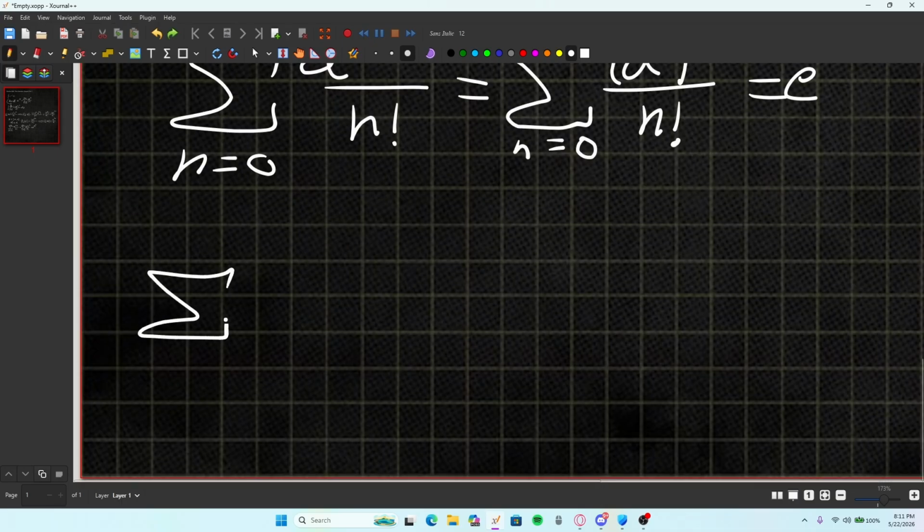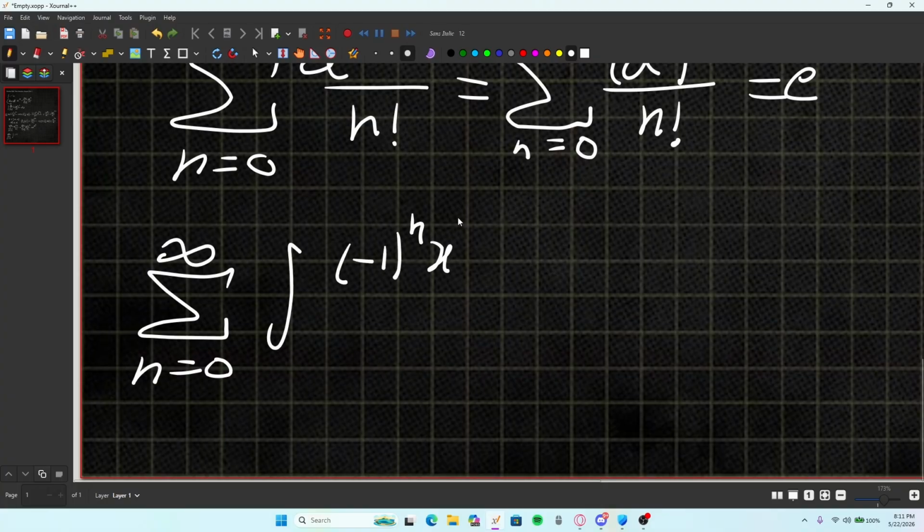So you have the sum from n equals 0 to infinity of the integral of -1 to the n x to the 2n over n factorial dx. Next, we're going to bring everything that is only in terms of n outside of the integral, because we're integrating with respect to x. And anything in the n world, as Black Pen Red Pen would say it, doesn't matter in the integration x world.